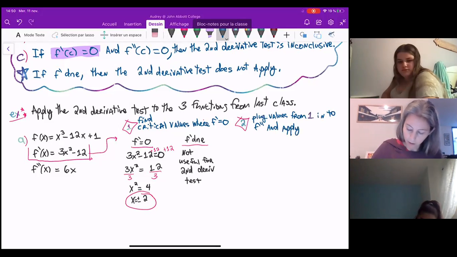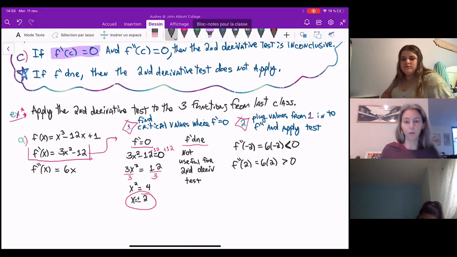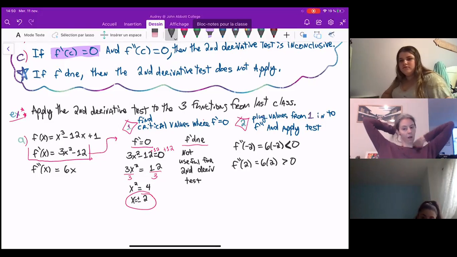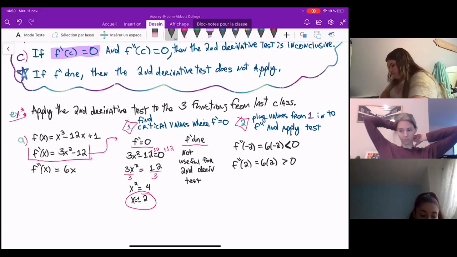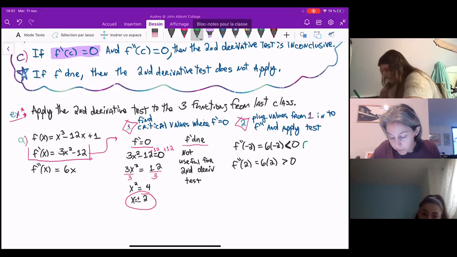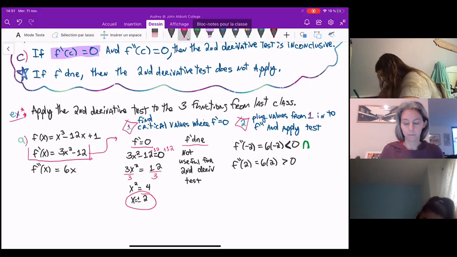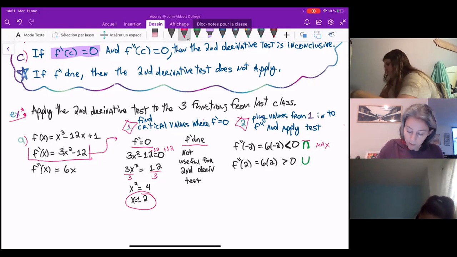And apply the test. So we're looking at f double prime of negative 2, so that's 6 times negative 2, which is less than 0. And f double prime of positive 2 is 6 times positive 2, which is greater than 0. Okay, so less than 0, that means it's sad, which means that negative 2, is that a max or a min? It's a max, you got it. It's that value up there. And then at 2, it's concave up, so it's happy, which means we have a min.